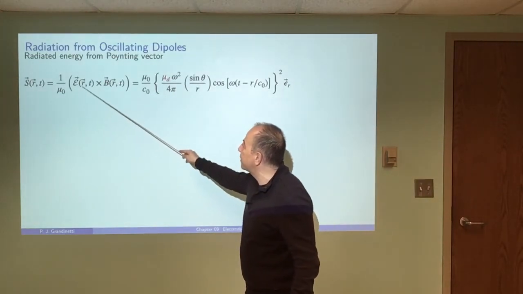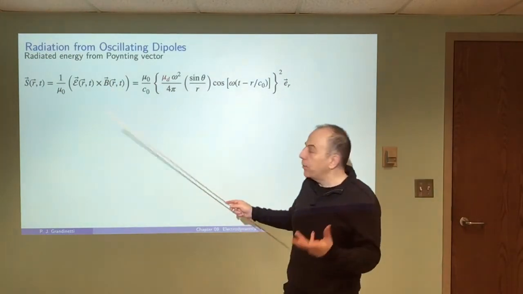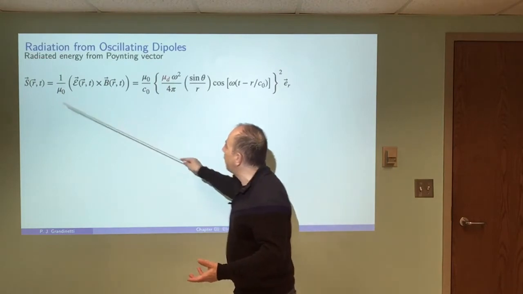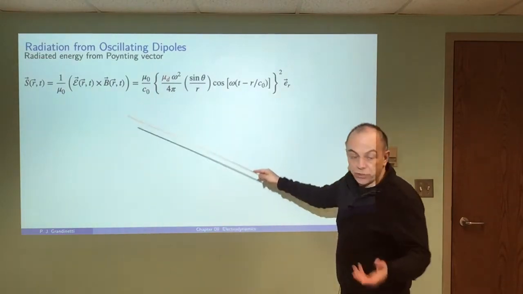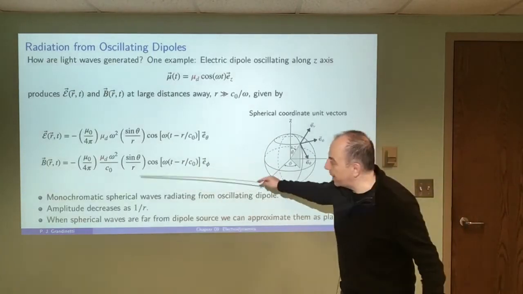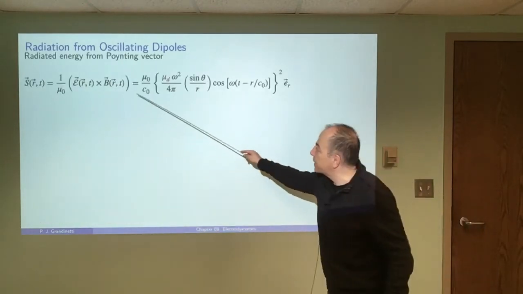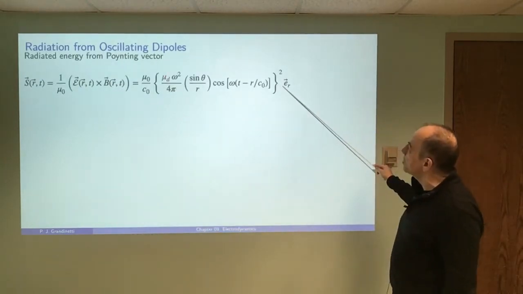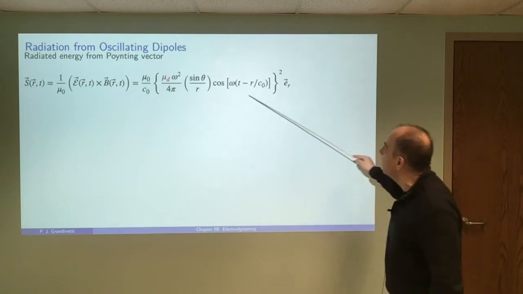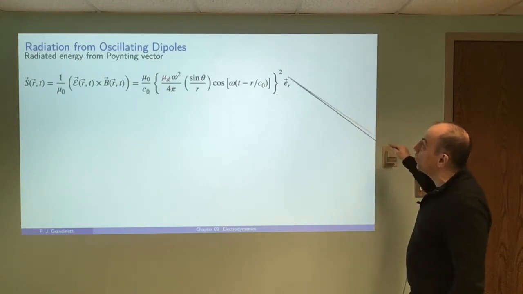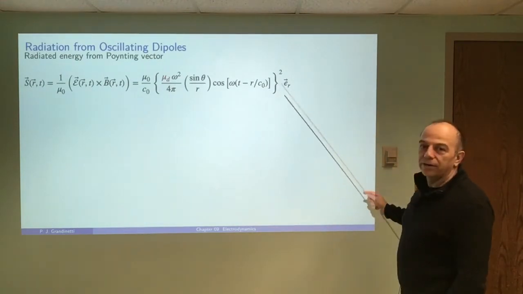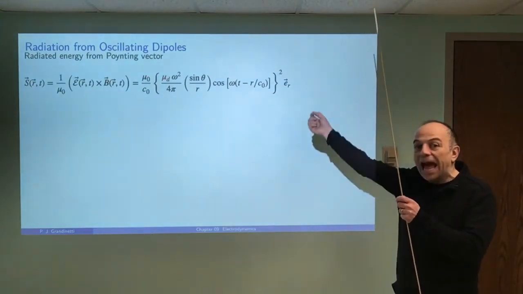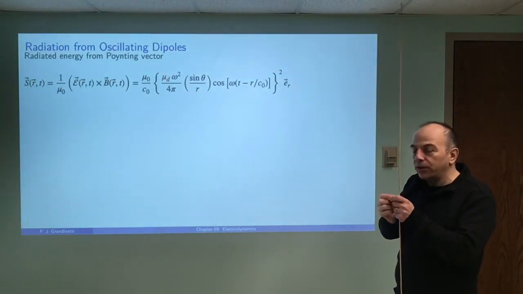So we're going to take the electric field and the magnetic field at any point in space, and we're going to calculate the Poynting vector. We're going to use those two solutions on the previous page and plug them into this expression, and we get this expression here. Now we get a term that is pointing along the direction r, which is radially out from the dipole at the origin.